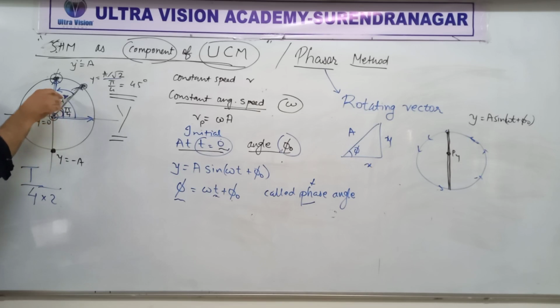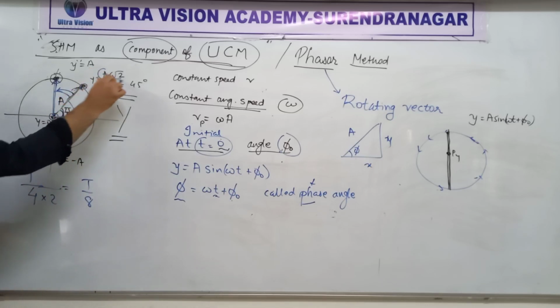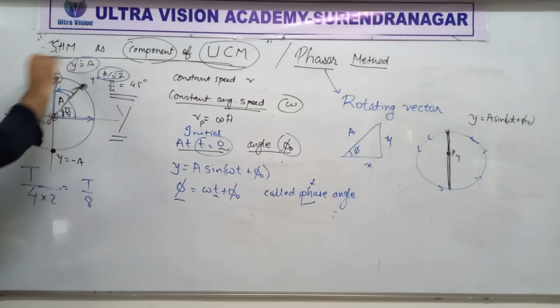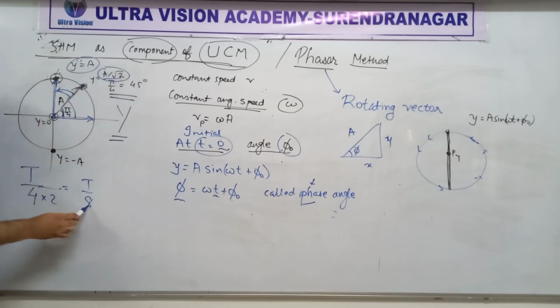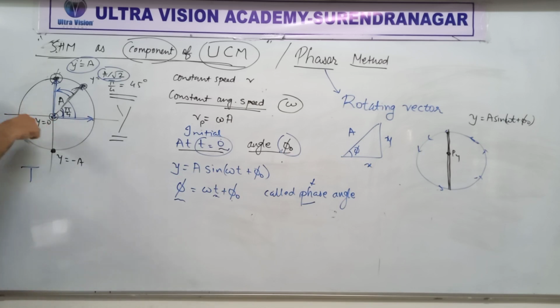Again, like I said, this angle is pi by 4, and this is pi by 2. So going from a by root 2 to a takes how much time? T by 8. Why T by 8? Let's see it stepwise. One complete oscillation, one circle, one rotation for this phasor, takes time period T. A quarter of that is T by 4, and then half of that again, so T by 8. Did you understand?